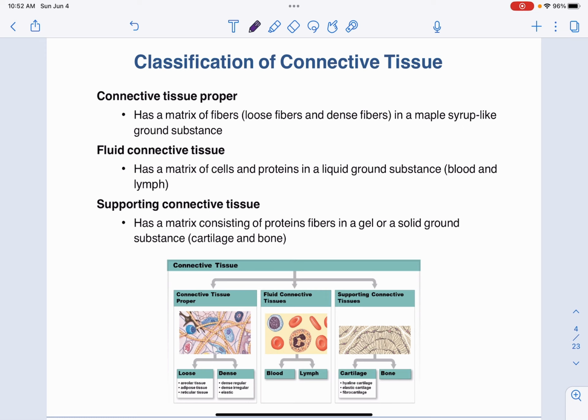And then there is something called fluid connective tissue, which is blood and lymph. So blood contains red blood cells and white blood cells, and it has a liquid ground substance, plasma. And then the third type of connective tissue is the supporting connective tissue. And this has a matrix consisting of protein fibers in a gel, such as cartilage, or in a solid crystalline ground substance, which would be the case for bone.